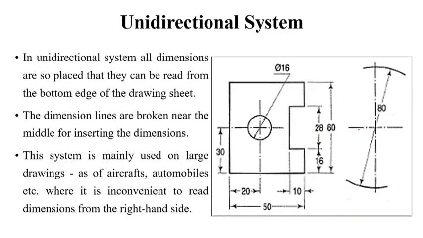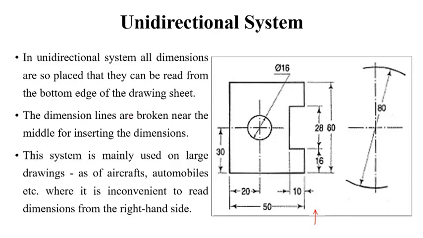Now let us move to the unidirectional system. So what is happening in the unidirectional system? In the unidirectional system, all the dimensions are so placed that they can be read from the bottom edge of the drawing sheet. So here the condition is what? We must always place the dimensions so that we can read the dimensions from the bottom of the drawing sheet, easily from below.